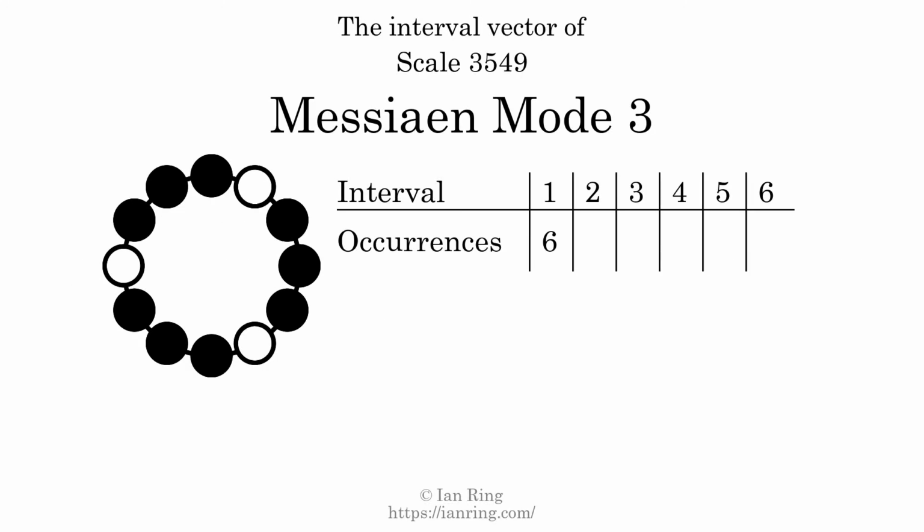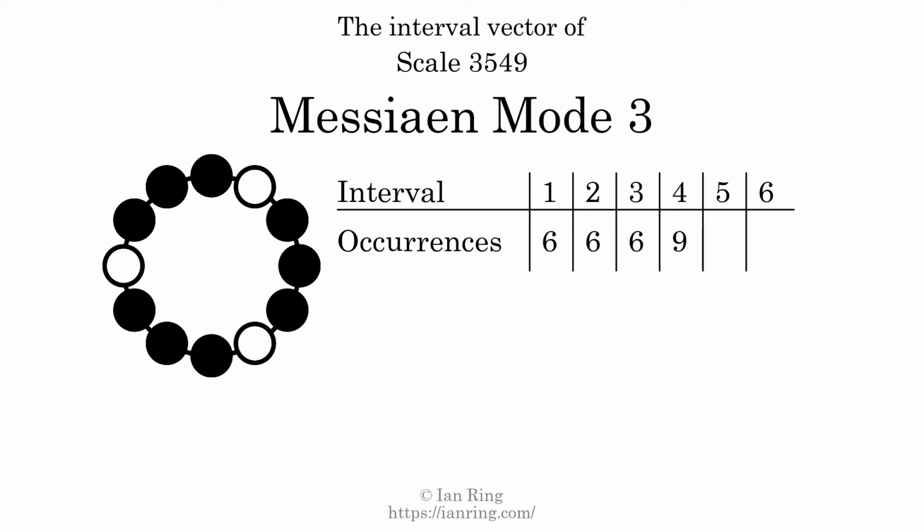There are 6 intervals with the size of 1 semitone. They are here, here, here, here, here, and here. There are 6 intervals with the size of 2 semitones. They are here, here, here, here, here, and here. There are 6 intervals with the size of 3 semitones. They are here, here, here, here, here, and here.